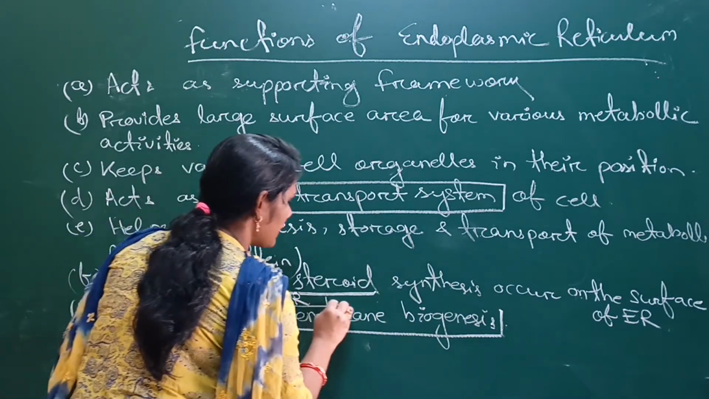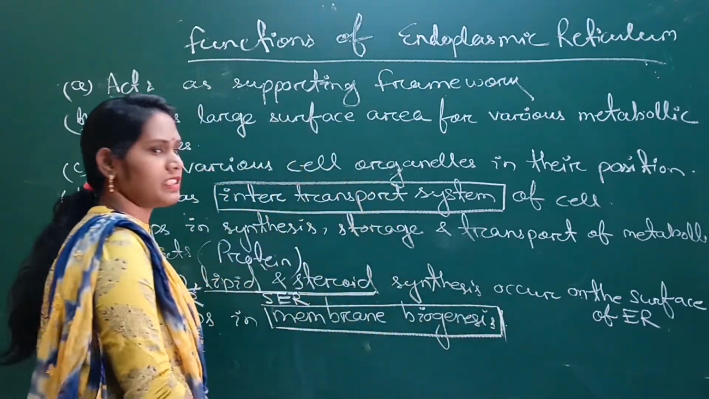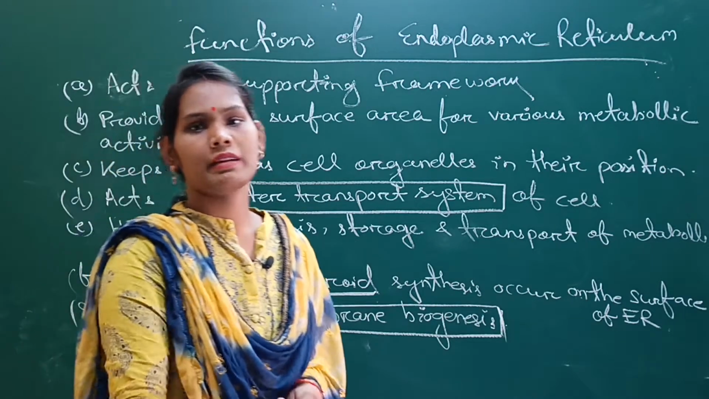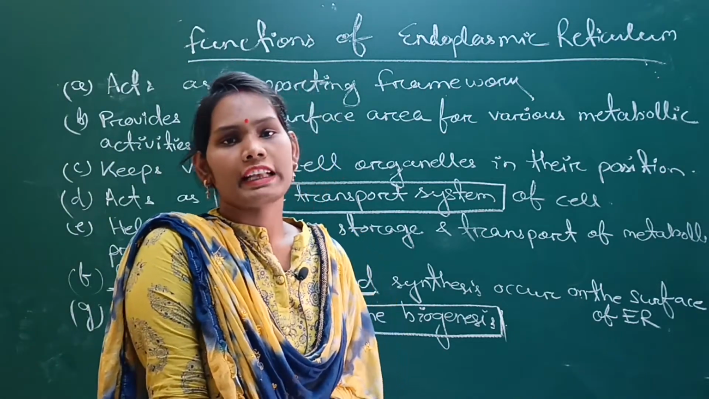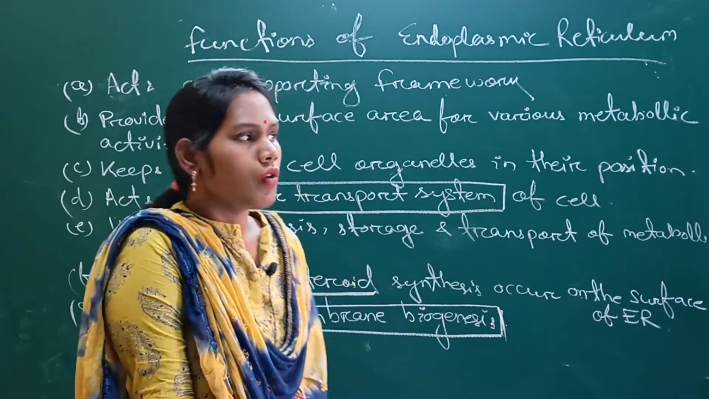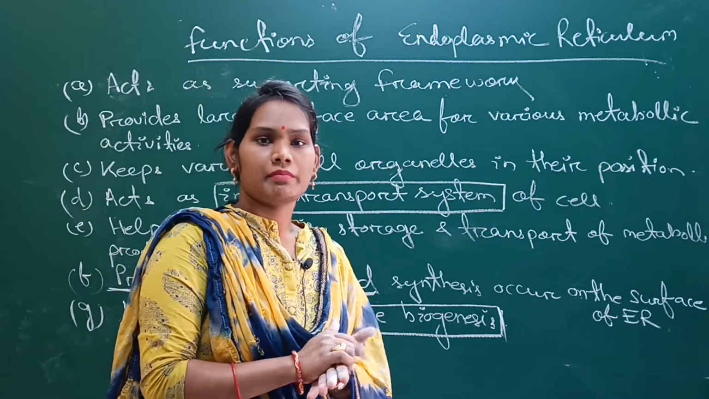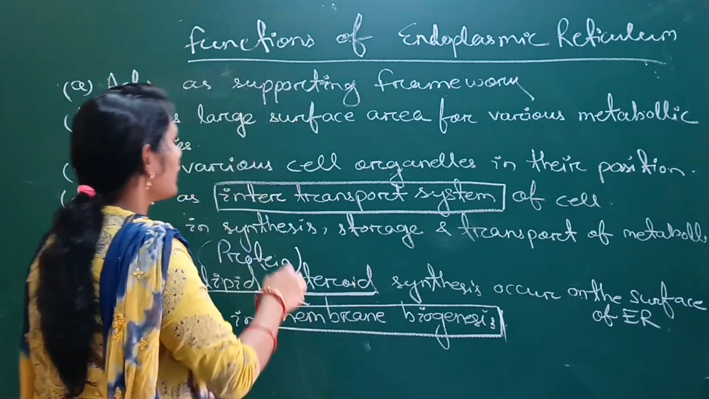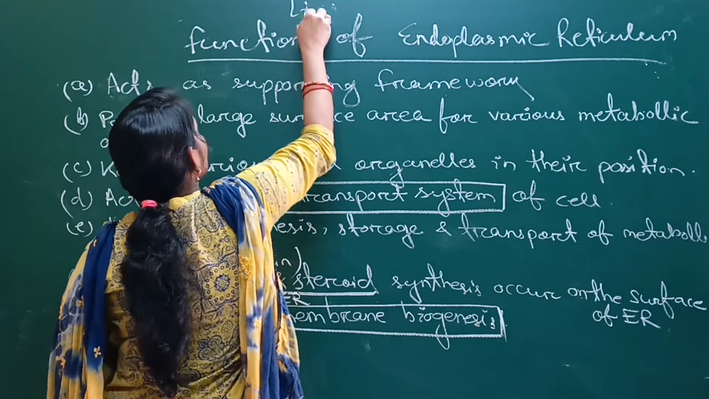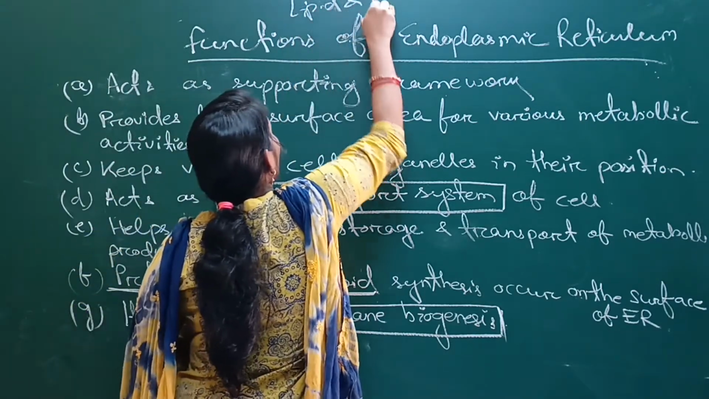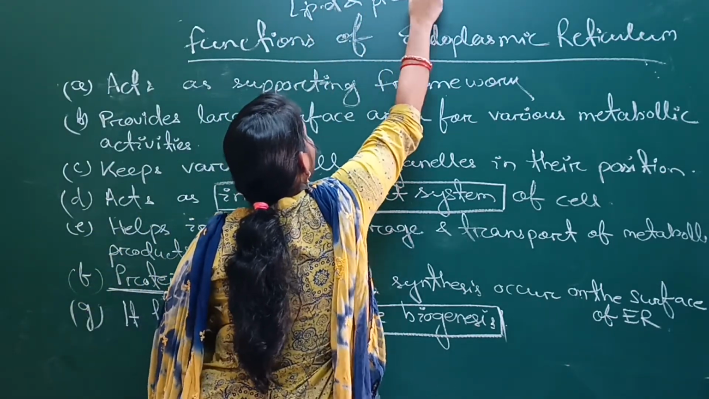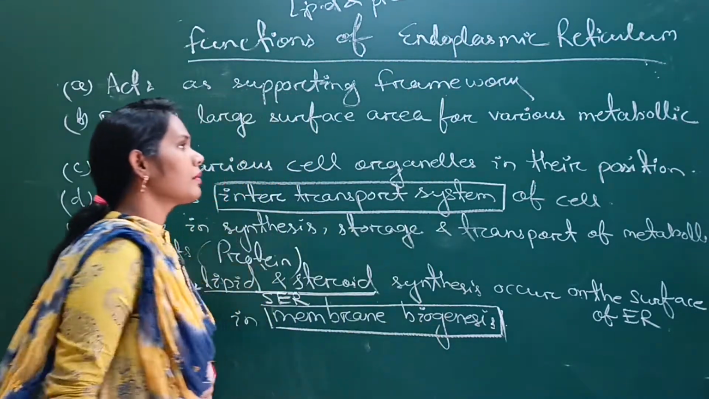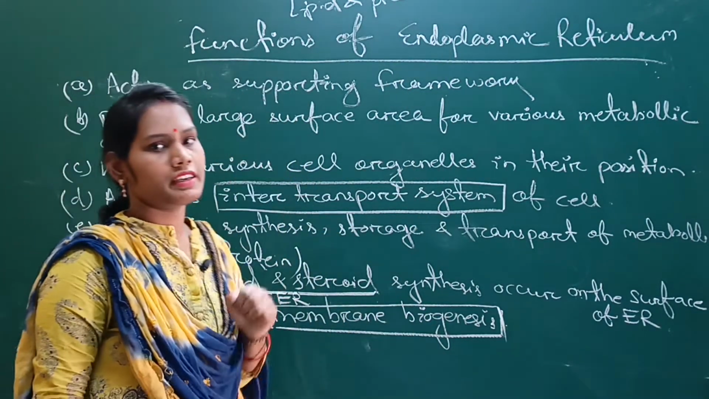Okay, and the next one is it helps in the membrane biogenesis process. What do you mean by membrane biogenesis process? This is a process in which the plasma membrane is built up, or synthesized. We have already discussed in the cell membrane class that the plasma membrane is made up of lipids and proteins.